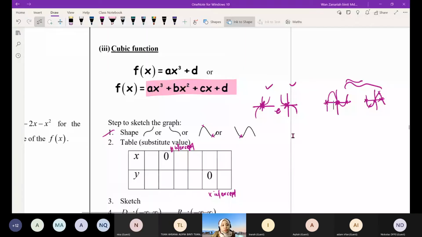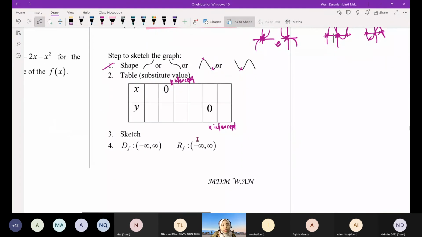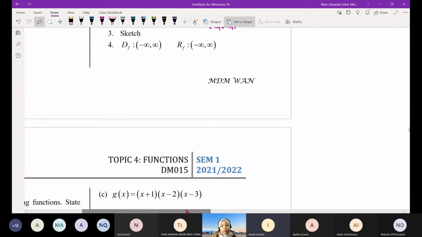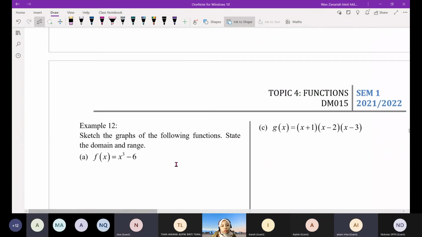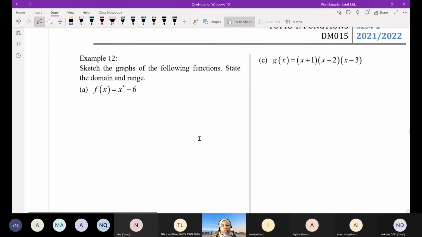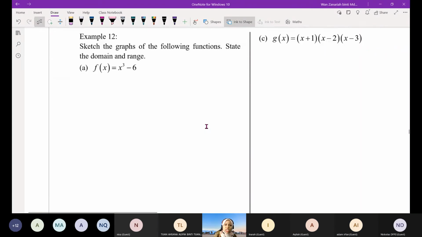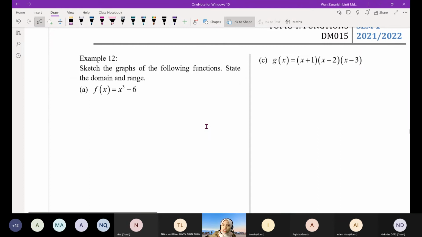Okay, kita continue. Kita sketch and then domain and range. Okay, boleh I continue? Boleh. Okay, example 12. Tadi dia dah kata x cube minus 6. Ini terus kita punya intercept. Intercept of what? Y intercept.